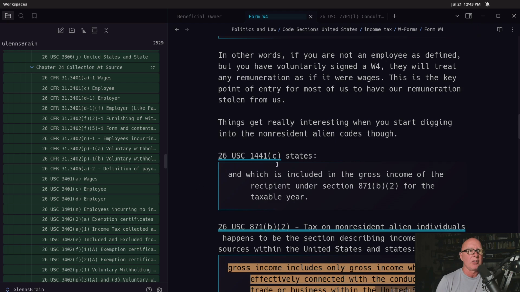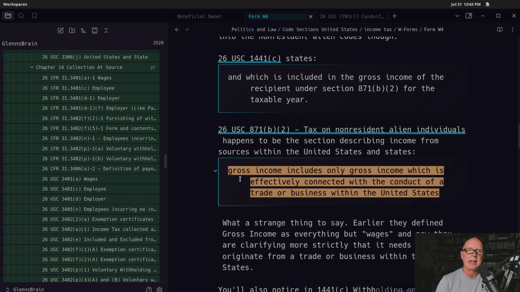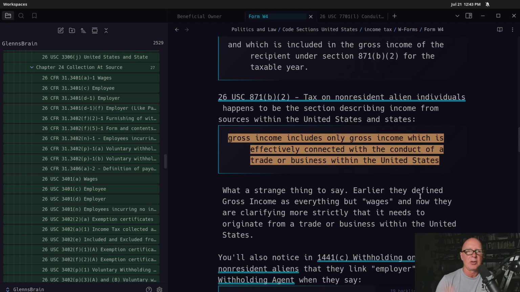So 1441C, again, we're back in the non-resident alien section now, and it tells you to refer to section 871(b)(2) for the taxable year. It says, and which is included in the gross income of the recipient under 871. So we'll go take a look at 871, and it says specifically gross income includes only gross income which is effectively connected with the conduct of a trade or a business within the United States. Now, I'm not going to jump into the trade or business here, but the trade or business is essentially a government office, if you go look up the definition for it, but I didn't put it in here, so we'll kind of skip over that.